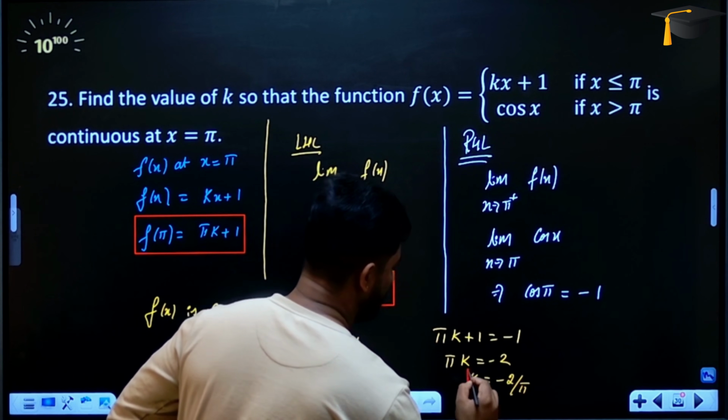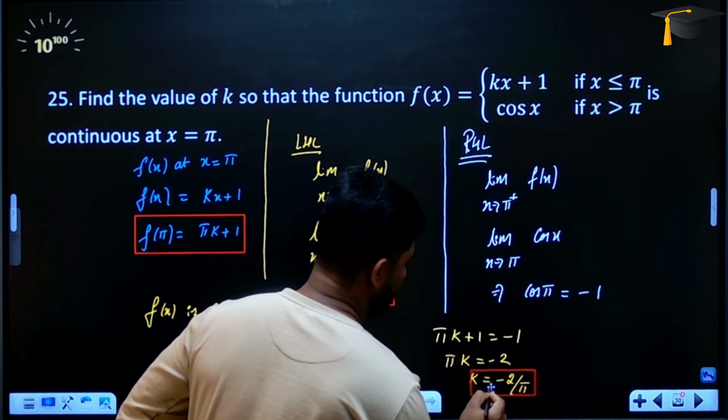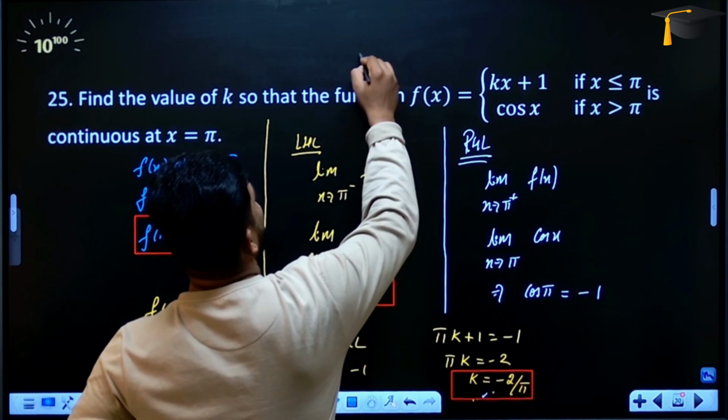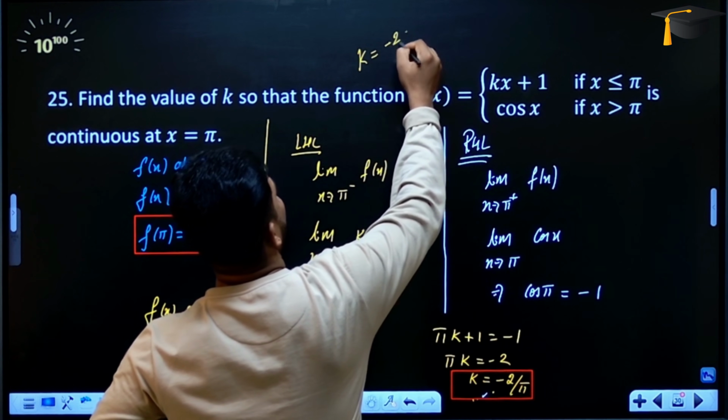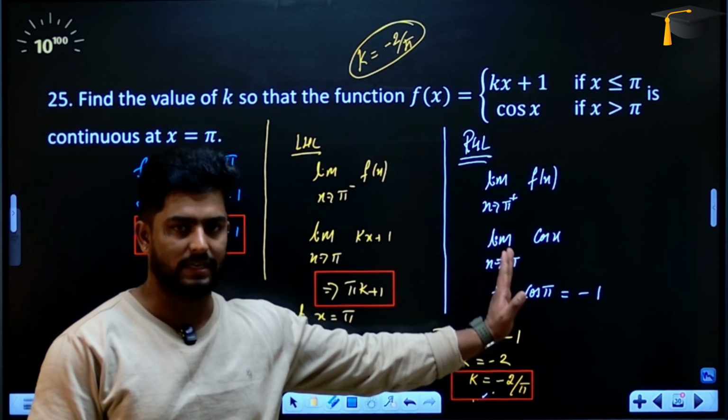So k value is minus 2 by pi is the answer. So here k value is minus 2 by pi is the final answer, children. So this much you have to do to get full marks here. Okay.